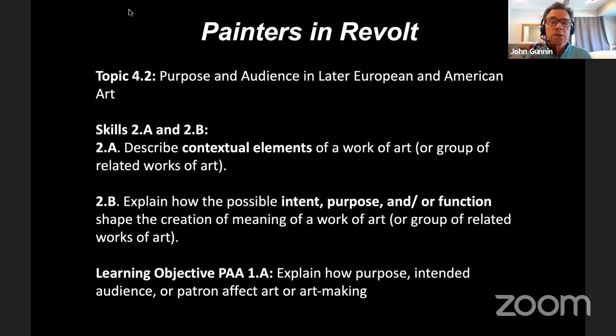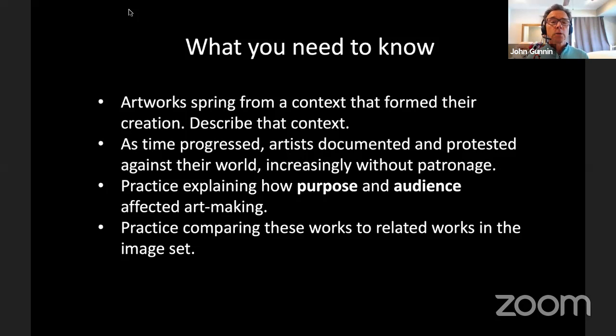Then in 2B, you'll see I bolded the words intent, purpose, and function. Why was a work made? What was it intended to do? These are really, really important things. Today we'll talk about context, and then how artists both documented their world and sometimes protested against their world, which is something a little bit new. Back in the Renaissance, you didn't have that much art involved with social critique or protest. You'll also practice today explaining how both purpose and audience affected art making.